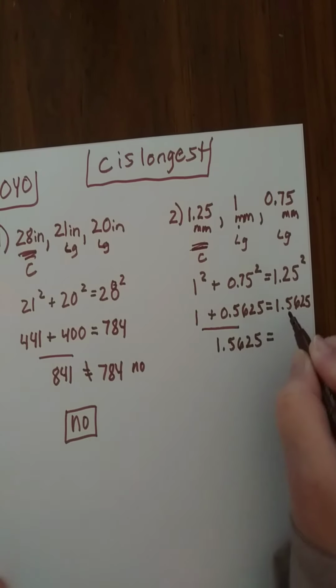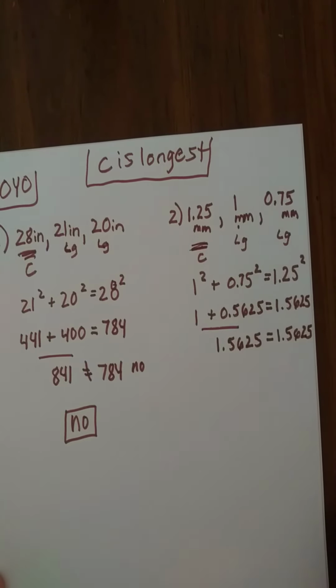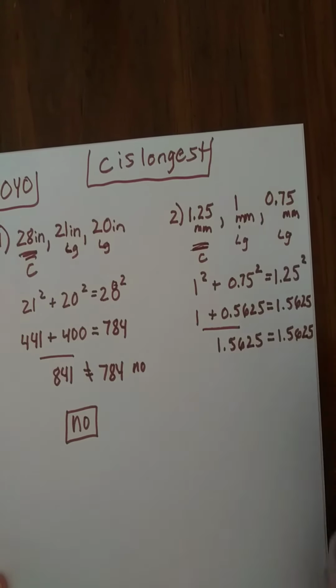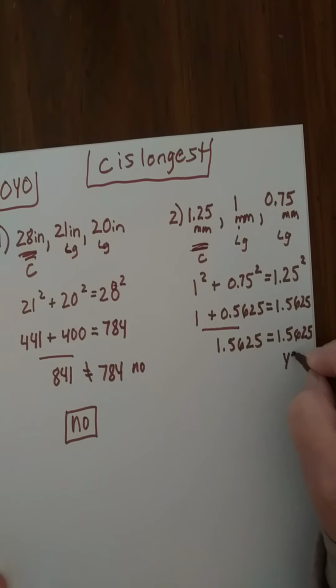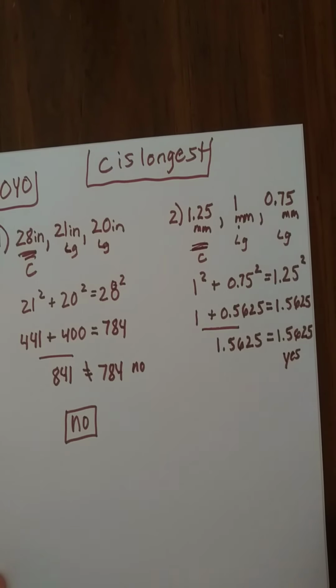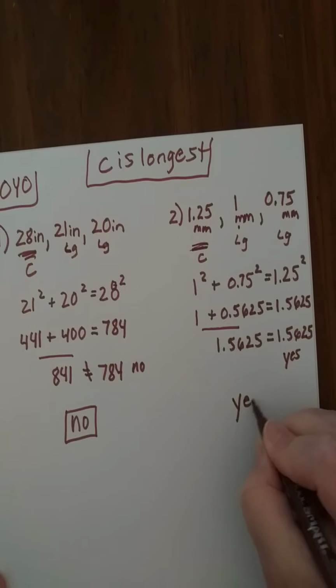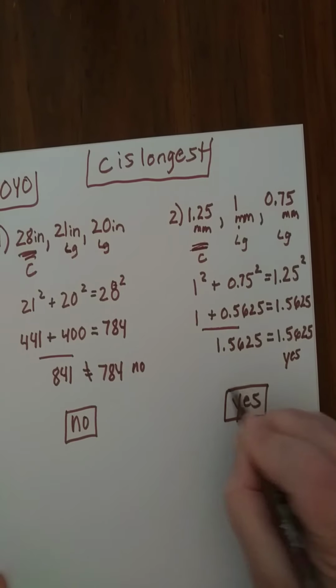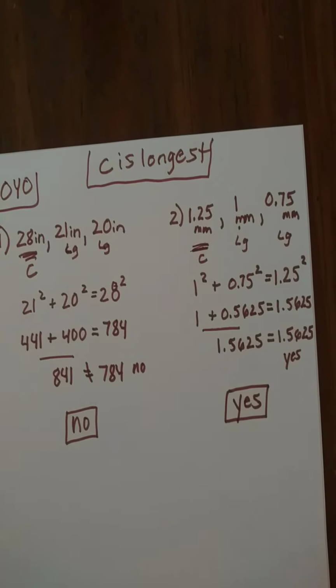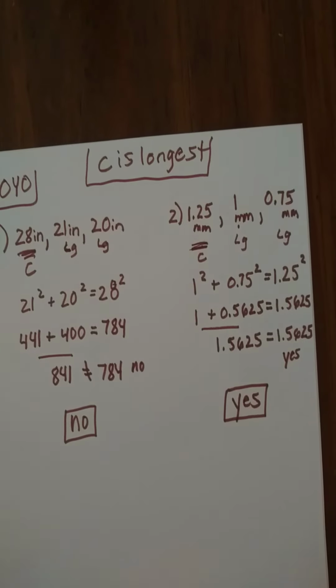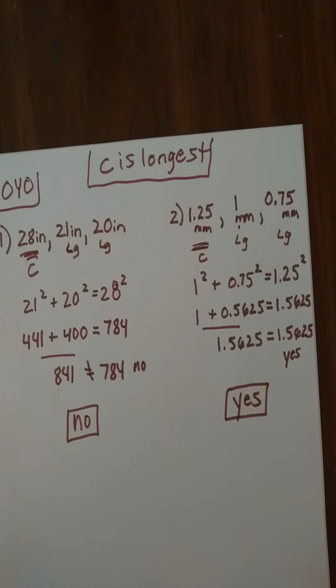So now let's combine these two together and I get 1.5625. And over here I have 1.5625. So are these things equal? Yes, they are. This one is true. Those two things are equal. So we would say, yes, this one is a right triangle. Okay? So you're just doing yes or no questions for these, for the triangles.